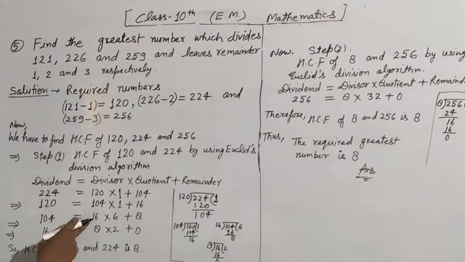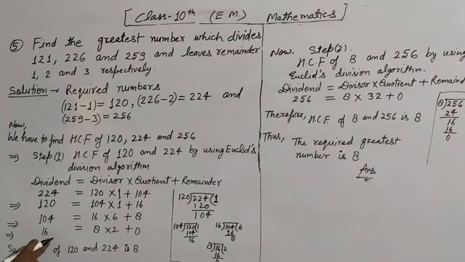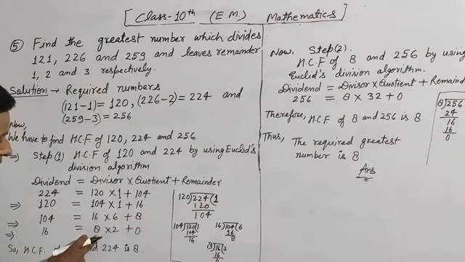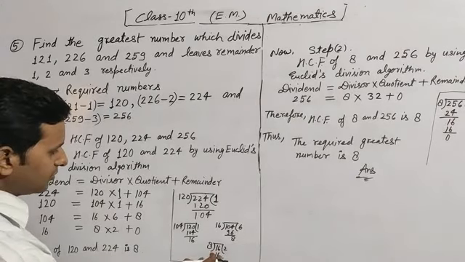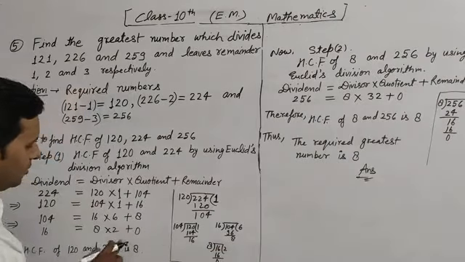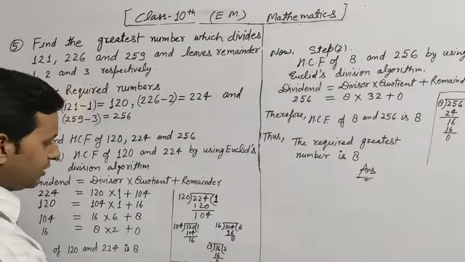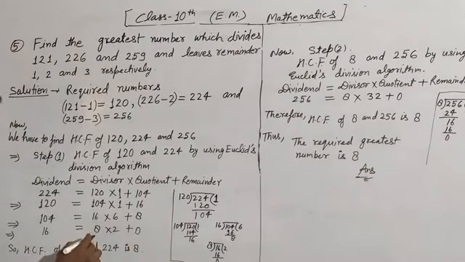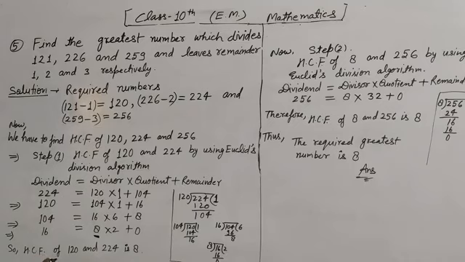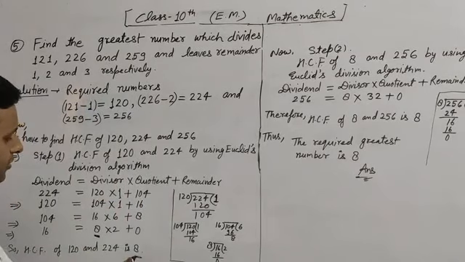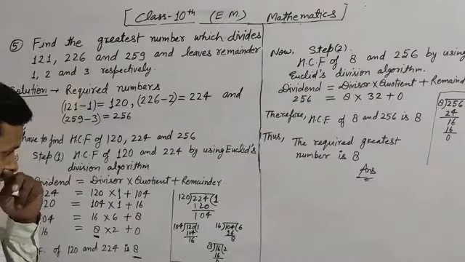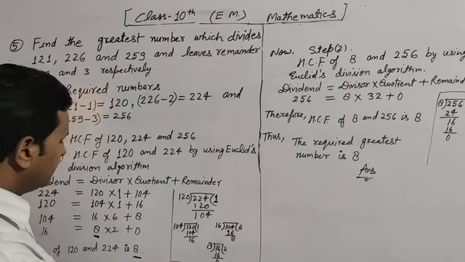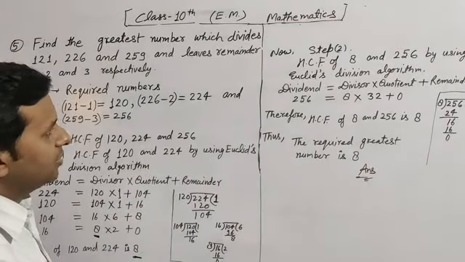Now in next step divisor will be dividend. So 16 is here, and the remainder 8 will be divisor, and now divide it. 8 into 16 means quotient will be 2. 8 into 2 is equal to 16 and remainder is 0. When we get remainder 0, then divisor will always be HCF. Means here you can say the HCF of 120 and 224 is 8. We can get it easily. Now our third number is remaining. We find HCF using this number and the third number. Now step second.